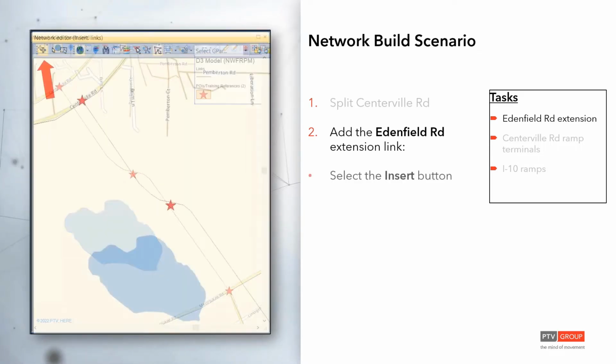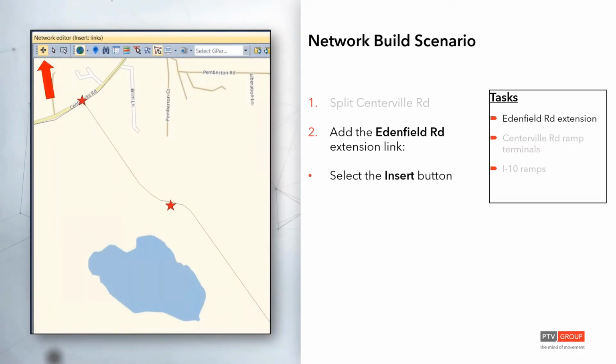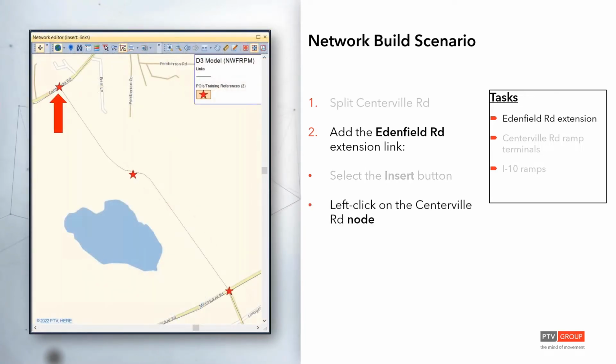In order to add in the new link, we need to select the insert button option. So up to this point, the default setting is the edit option, where you see the little cursor up in the corner of the network editor. In this case, if you want to add or create new objects, you'll click that little plus button. And then from there, we can just left click on some existing nodes and go through and add in the link.